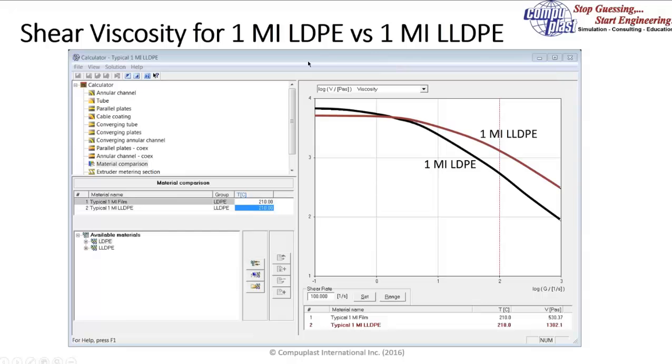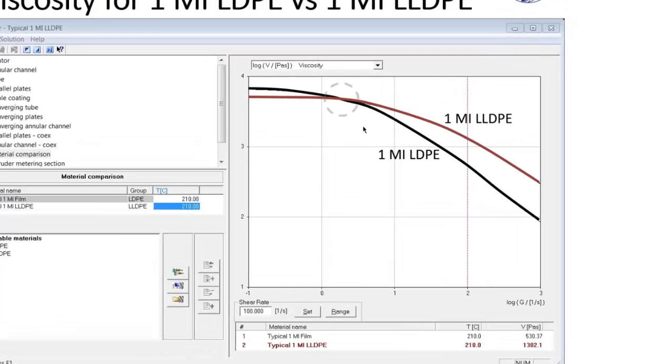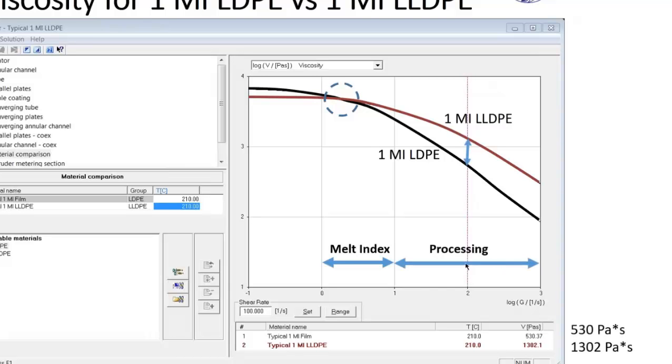And because they both have the same melt index, a lot of people mistakenly believe that they are very similar materials and process in a similar fashion. But if you look at the full viscosity curve shown here, the melt index range is at the very low shear rates. In fact, the shear rate at which the melt index is measured is 2.4 times the melt index. So the melt index here is measured at a shear rate of 2.4, but the processing range is an order of magnitude or two higher than the shear rate range.